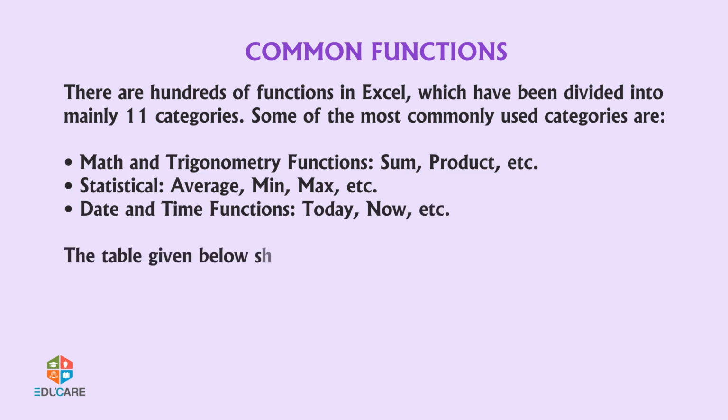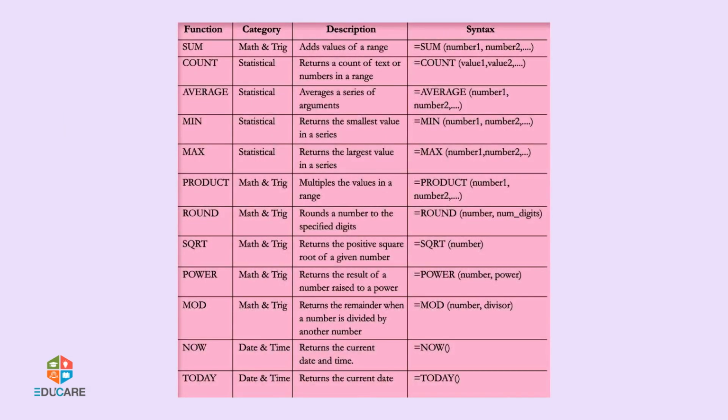The table given below shows the usage of functions in Excel. Function, category, description, syntax. Sum, math and trigonometry, adds values of a range, =SUM(number 1, number 2, and so on). Count, statistical, returns a count of text or numbers in a range, =COUNT(value 1, value 2, and so on).